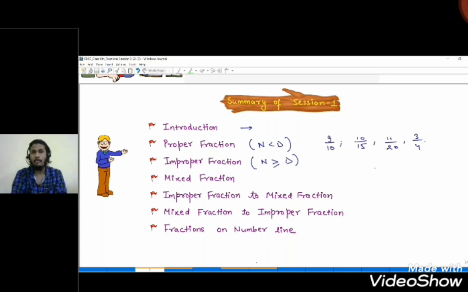But what were improper fractions? Remember, students, from session 1, where the numerators are greater than or equal to the denominator. So the examples would be 5 upon 3, 3 upon 2, 31 upon 17. In all these examples, you can see very clearly that the numerator is greater than the denominator.